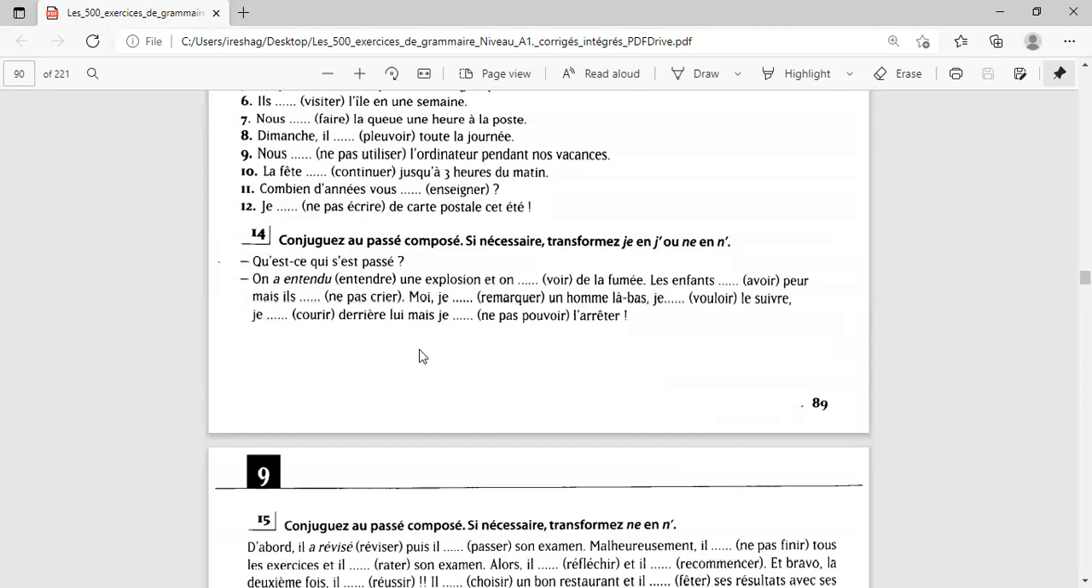Conjugué au passé composé, si nécessaire, transformer je en j', ne en n'. That's easy, right? On a entendu. You need to put them into the past tense. Here, on a, it's the verb entendre, given in brackets. Une explosion, on a vu de la fumée. We heard an explosion and we saw smoke. Just complete this part.